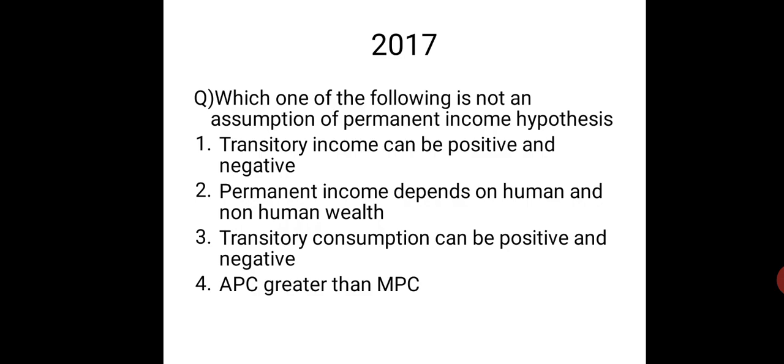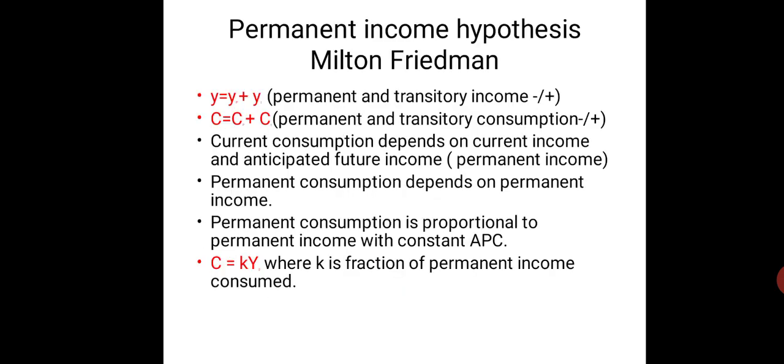Permanent income depends upon our regular income and our skill and training that we have acquired. Next assumption is transitory consumption can be positive and negative. Yes, that is also true, we have seen that C can be CP and CT, right? CT can be positive and negative as well. Next assumption is APC is greater than MPC. That is not correct. That assumption is actually of Keynes's absolute income hypothesis. Under the permanent income hypothesis, APC is constant. Right? So that answer will be 4. That is a wrong assumption.